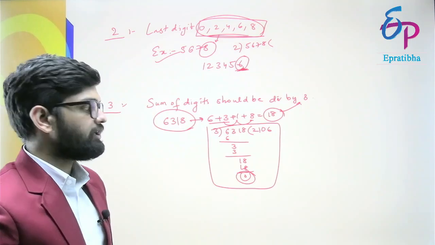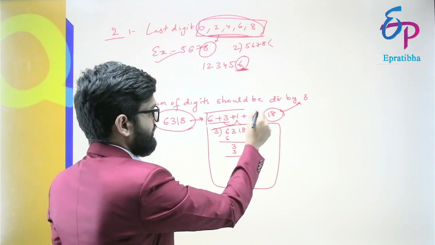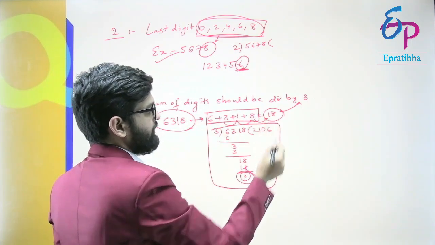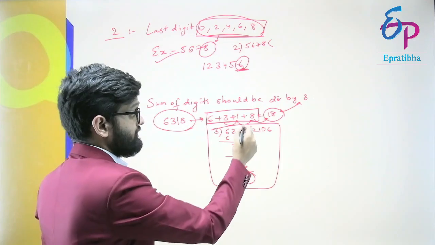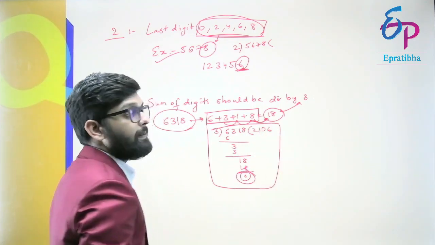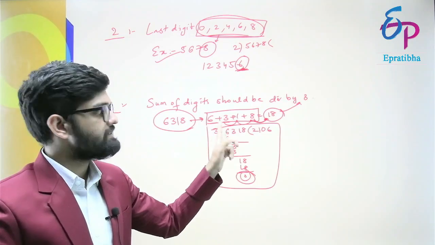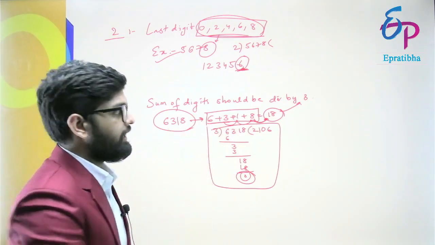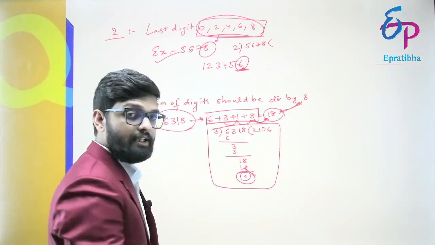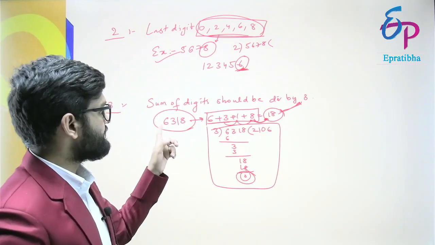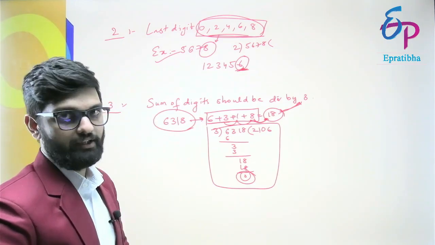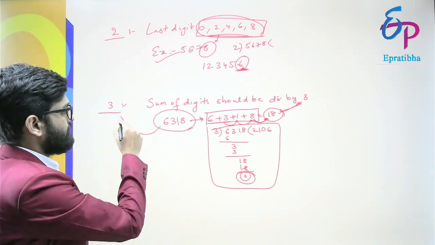What I am telling is the shortcut: if the sum of all digits is divisible by 3, then the entire number is divisible by 3. If I take the sum of all digits of 6318, I am getting 18. 18 will come in the 3 table or not? Yes, indeed it does. So that's why 6318 is divisible by 3.